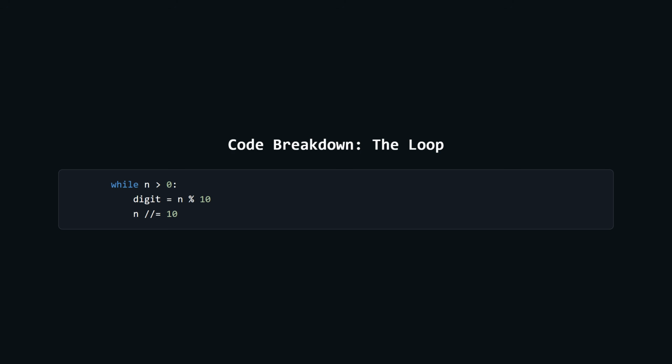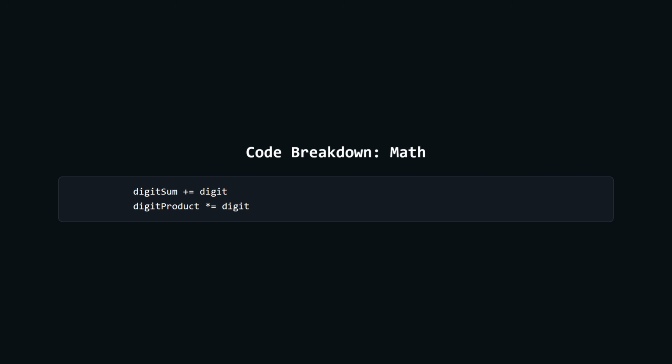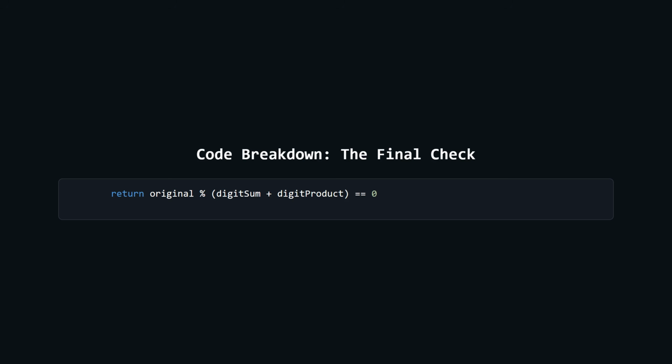Next is our loop. As long as our number is greater than 0, we grab the last digit using modulo 10, and then we chop off that last digit using integer division by 10. Right after we grab a digit, we add it to our running sum total, and we multiply it into our running product total. Once the loop finishes, and all digits are processed, we take our original number and modulo it by the combined total of our sum and product. If that equals 0, it means it divides evenly, and we return true.